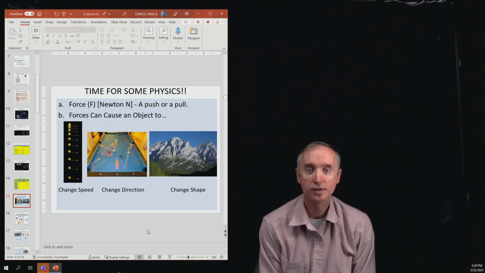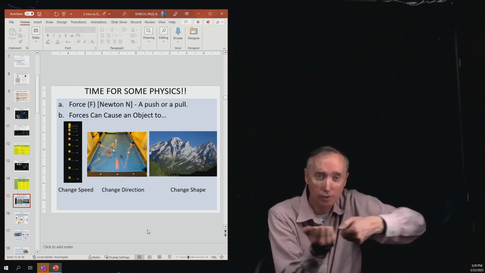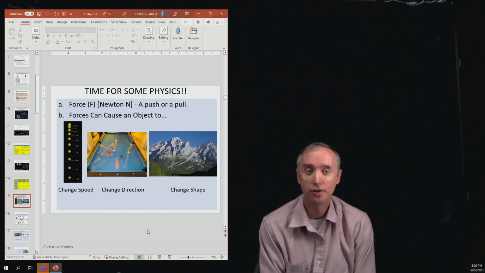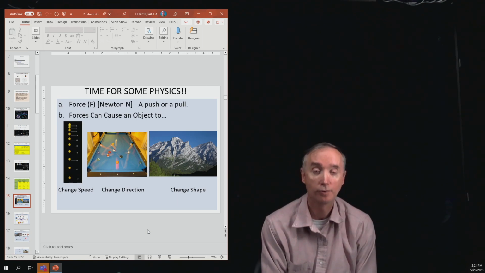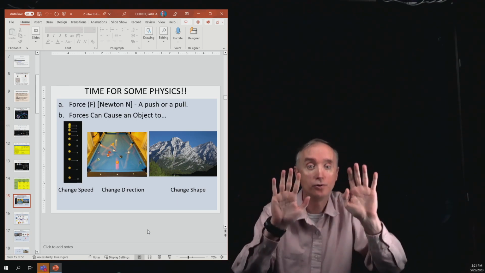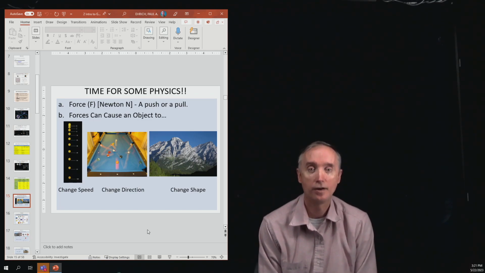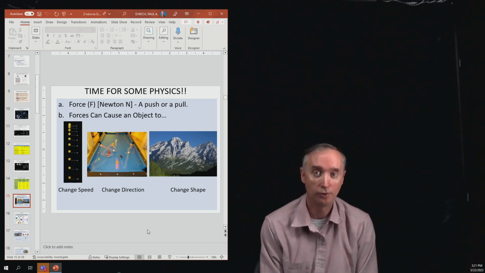So what is a force? It's a push or a pull. So if you're playing tug of war and you grab the rope and you're pulling on the rope, then you're going to be exerting a pull on it. You're exerting a force on that rope. If you're trying to move a refrigerator, you have to push on it. So you're going to be applying a force to that refrigerator. So it's a push or a pull.